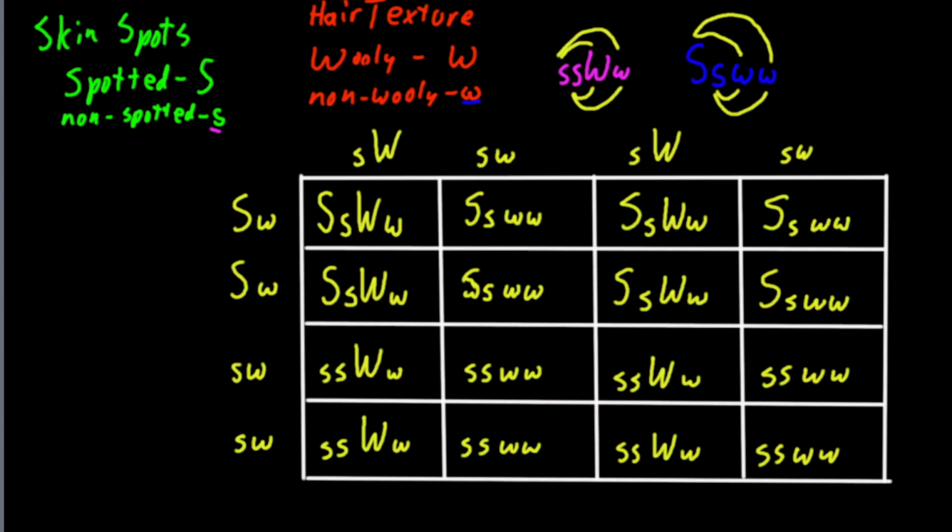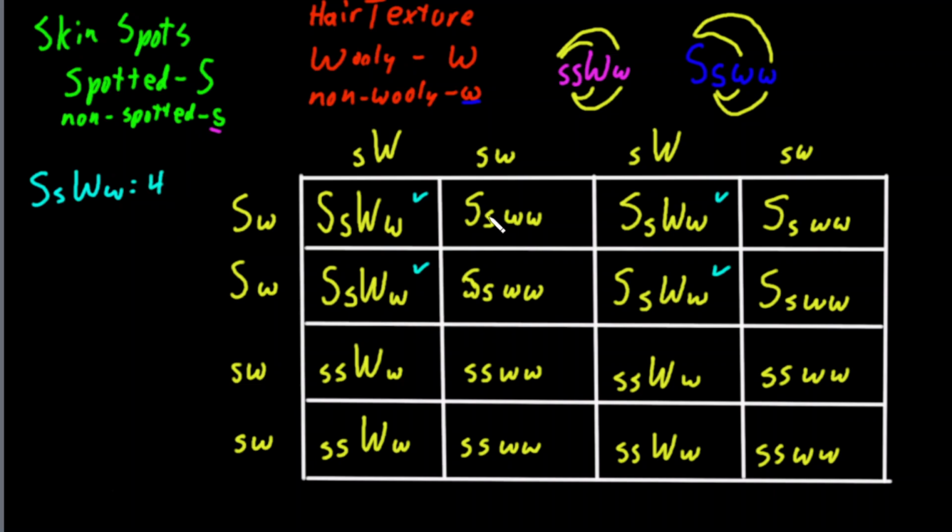All right, so let's see. Let's choose a color that we haven't used yet. So I'm just going to write this one: capital S, lowercase s, capital W, lowercase w. Heterozygous for both traits. I have 1, 2, 3, 4, and then all these are homozygous recessive for the skin spots. Okay, so I had 4 of those.